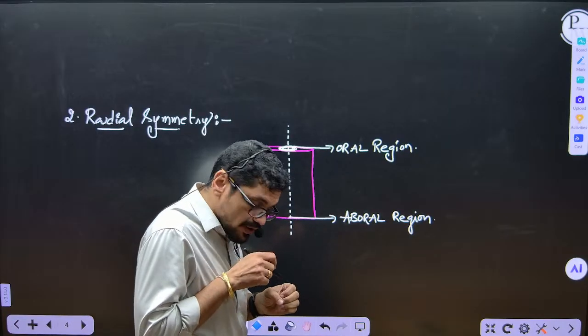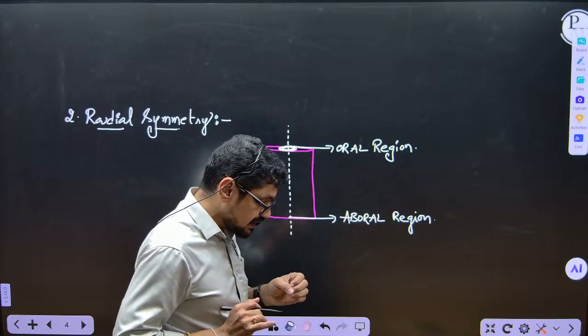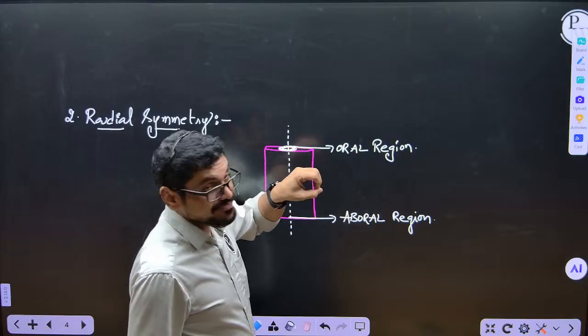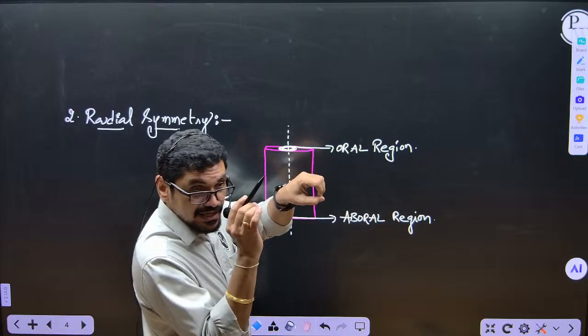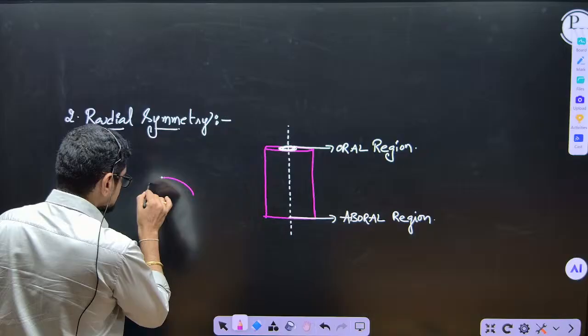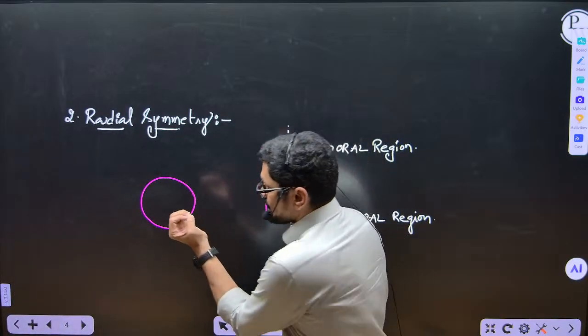I am seeing the oral region. You want to see the oral region? Okay, I will show you. Please wait. Show the oral region for me. This is the oral region. Understand? Now, see this. This is the oral. Clear? This is the oral region.